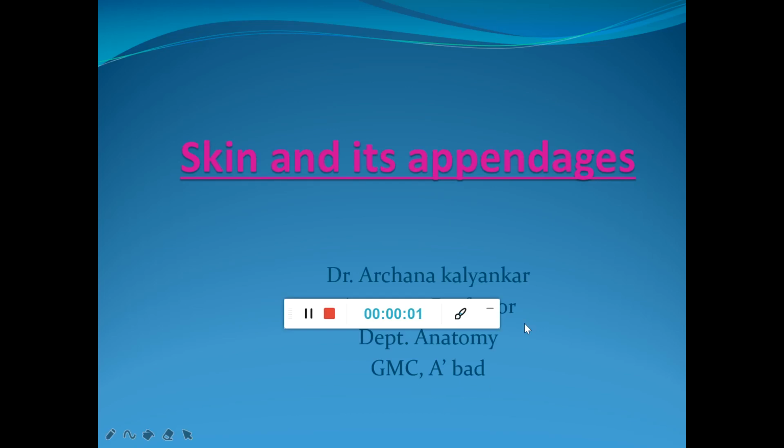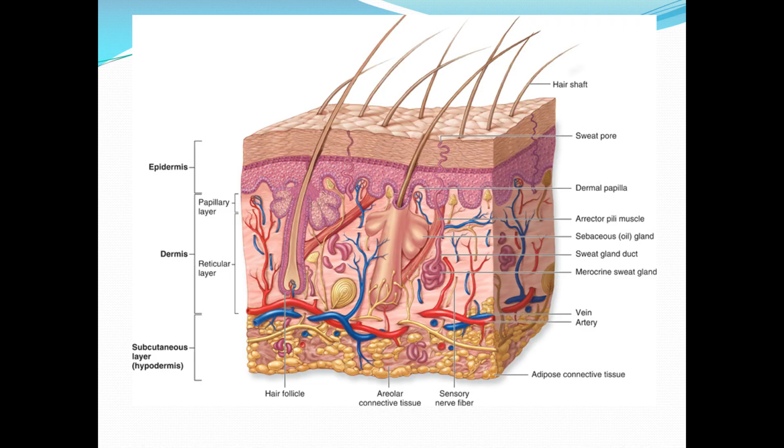Hello students, today we will see the lecture on the skin and its appendages. In this lecture, the competency is skin identification and its appendages under the microscope, and correlating function according to its structure. We will see the structure of the skin, epidermis, dermis, its layers, cells of the epidermis, blood supply and nerve supply of the skin, sensory receptors of the skin and skin appendages.